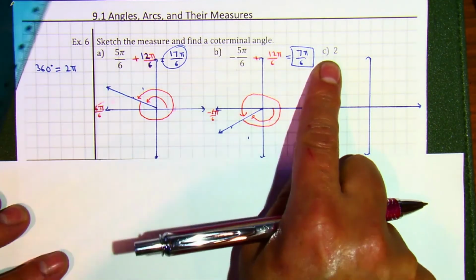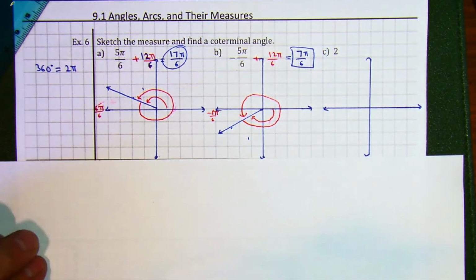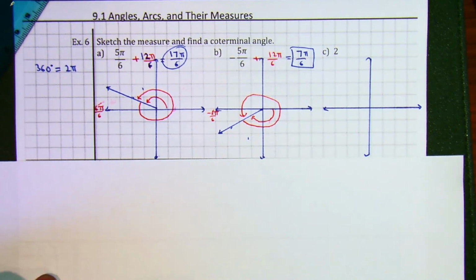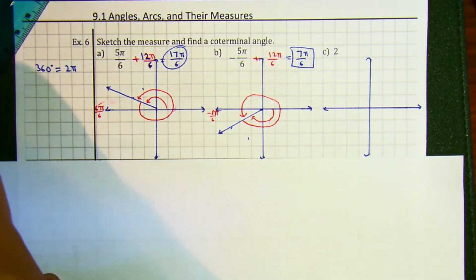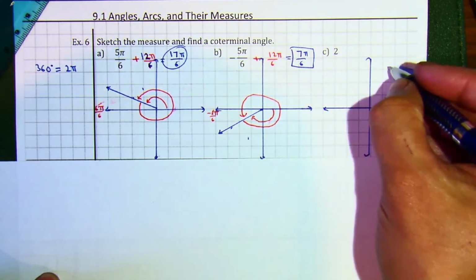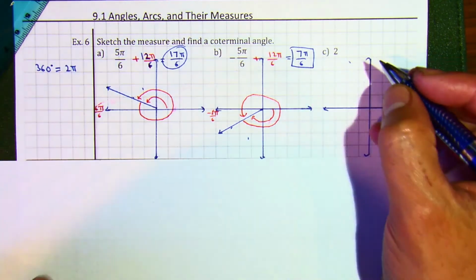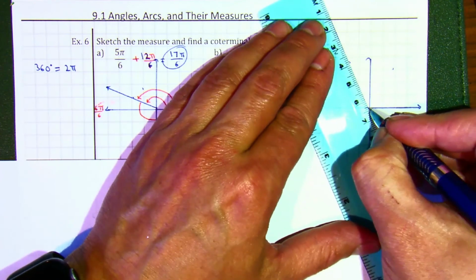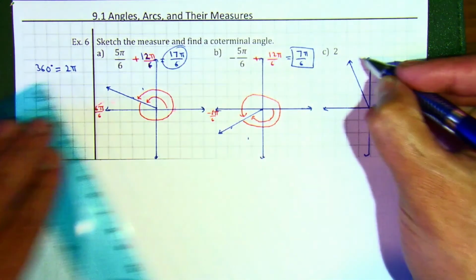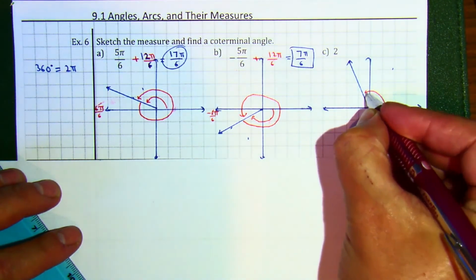And letter C, where is 2 located? Correct. It's not 2 degrees because it doesn't have a degree symbol, it's 2 radians. Remember, 1 radian is about 57 degrees. 2 radians will be 114 degrees. That is 2 radians.